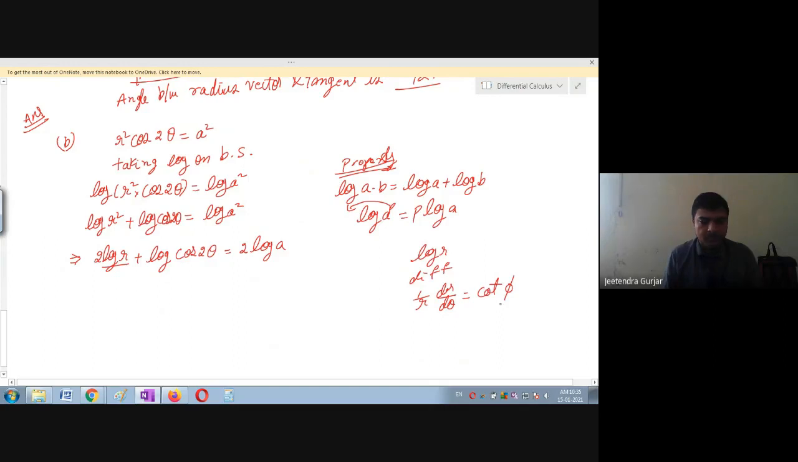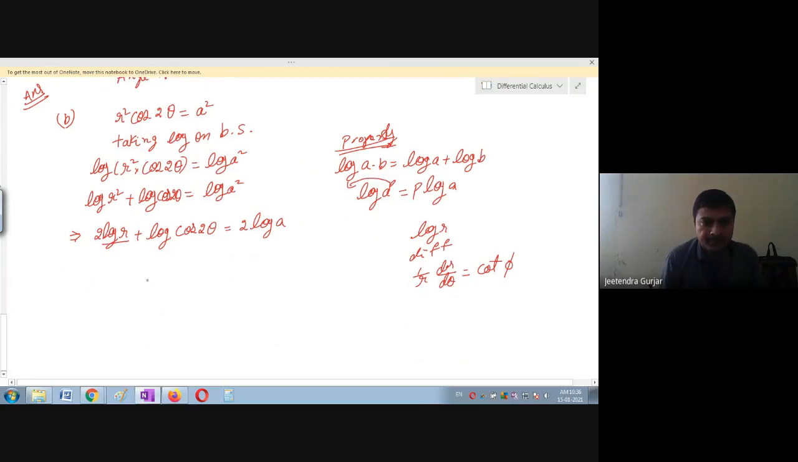So this reverse also you have to think. I want to find cot phi. I can use only 1 upon r dr upon d theta. For that, what is required? Log r is required. So I got log r. So now, what is the next step? Can anybody tell me?